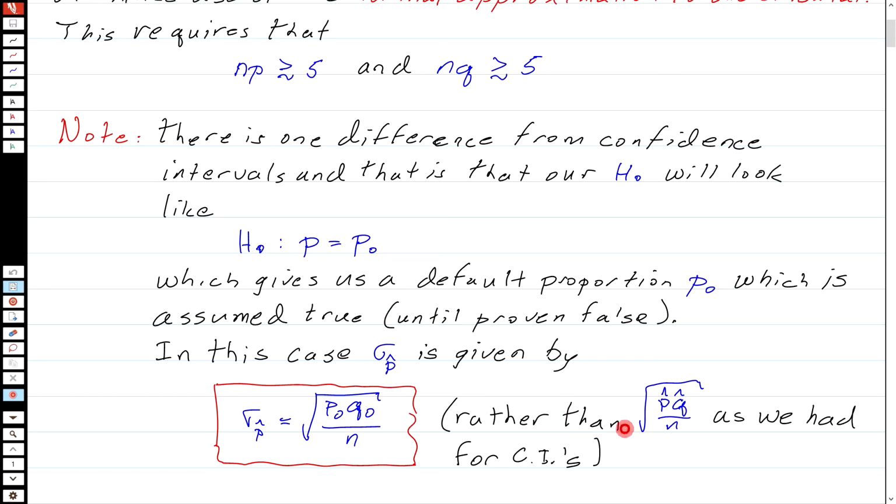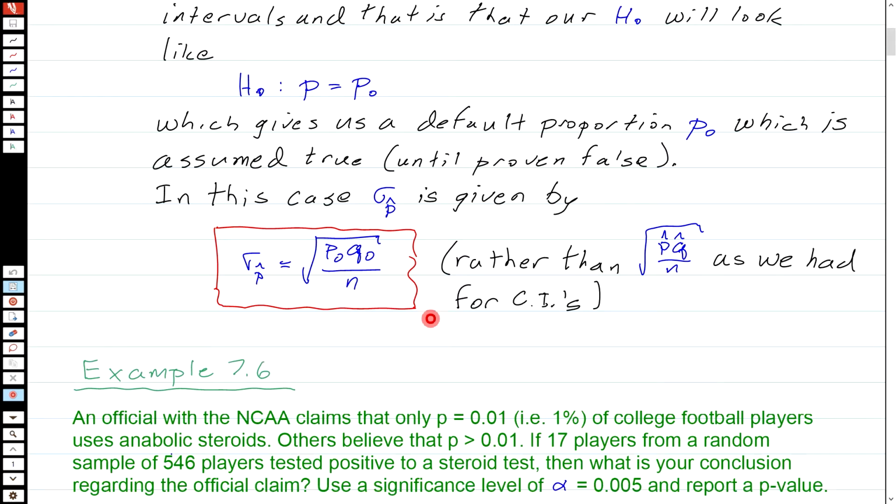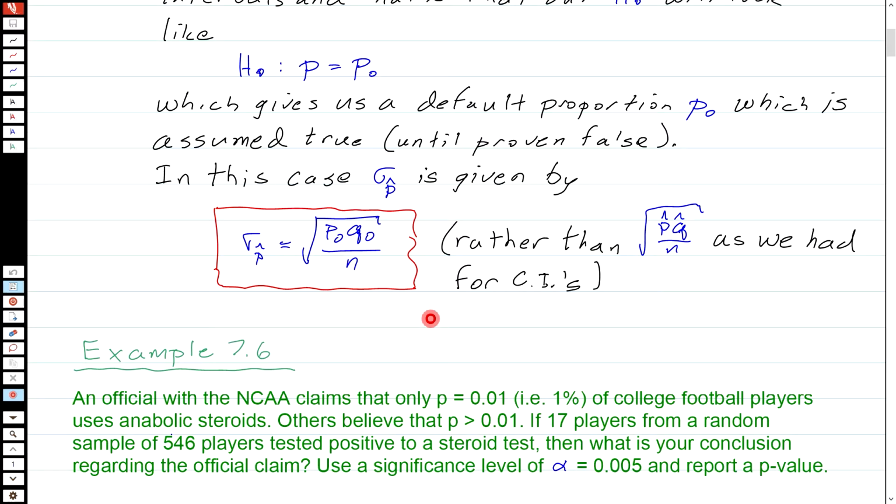In the confidence interval, we had p hat q hat over n because we didn't know the true value of p, so we used our estimate. Now in hypothesis tests, we're going to use the claimed value of probability of success p naught. So sigma p hat becomes the square root of p naught q naught over n. So just remember that one difference between what we're going to see here in the hypothesis tests and what we saw with confidence intervals. So let's illustrate this with an example.